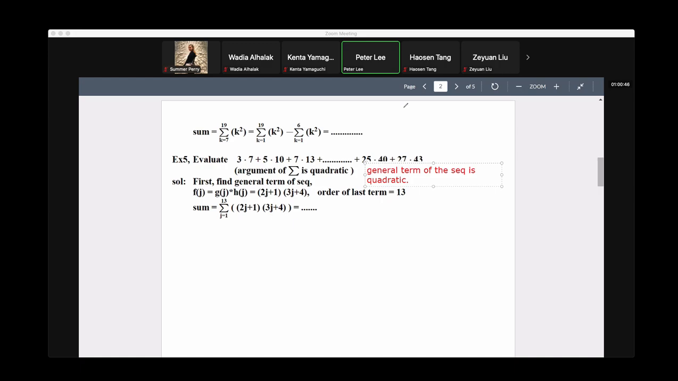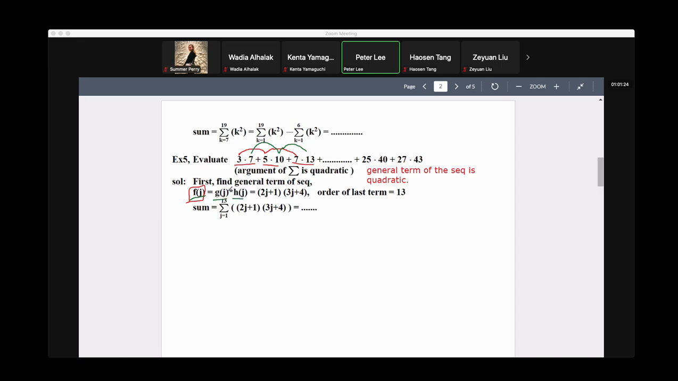Let's say I call this general term f of j. I changed the index variable to j to show you that the index variable can be any letter. So what is f of j? The first thing is you have to figure out the pattern. It's 3 times 7, 5 times 10, 7 times 13. The first factor of each term is 3, 5, 7. The second factor is 7, 10, 13. That's the pattern. So f of j is equal to g of j times h of j.